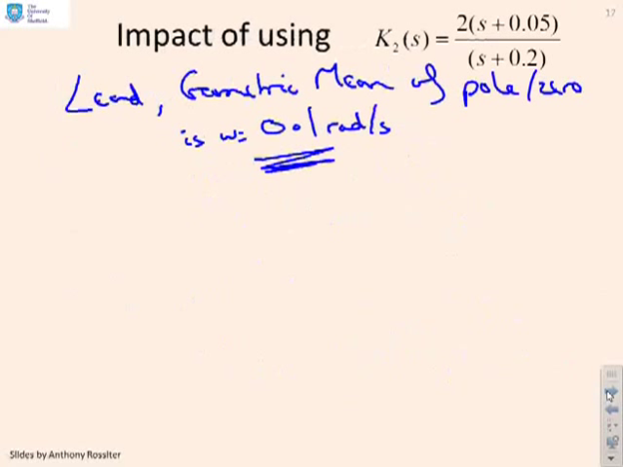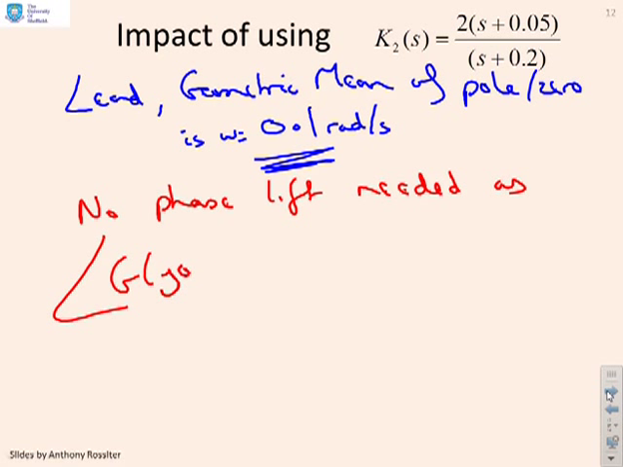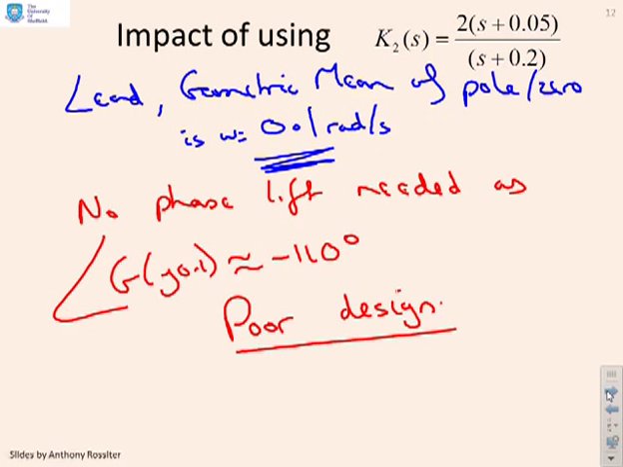So the sorts of things that you're going to write here is no phase lift needed. Okay? As the argument of G(j0.1) is approximately minus 110 degrees. And therefore, this is a poor design. Okay? Because you're not using the attributes of a lead compensator correctly. Okay?